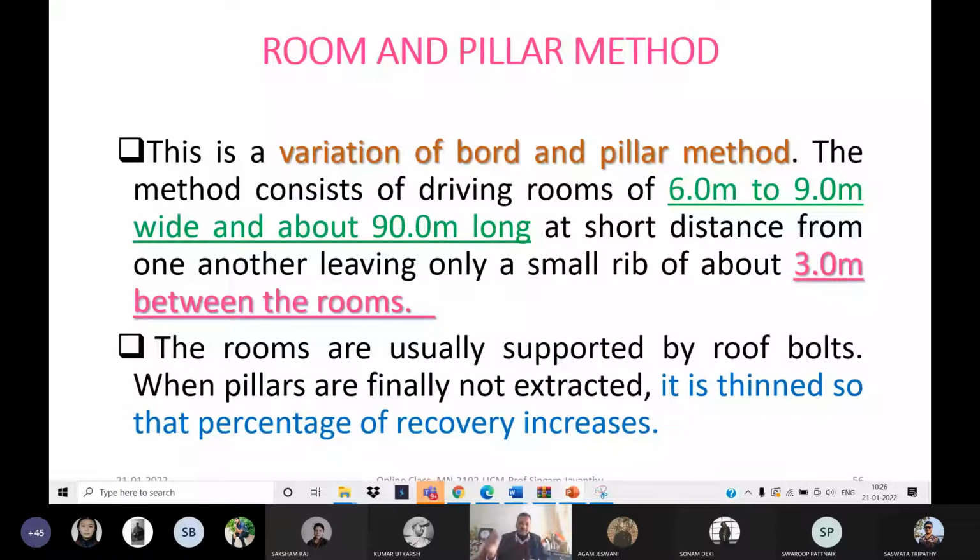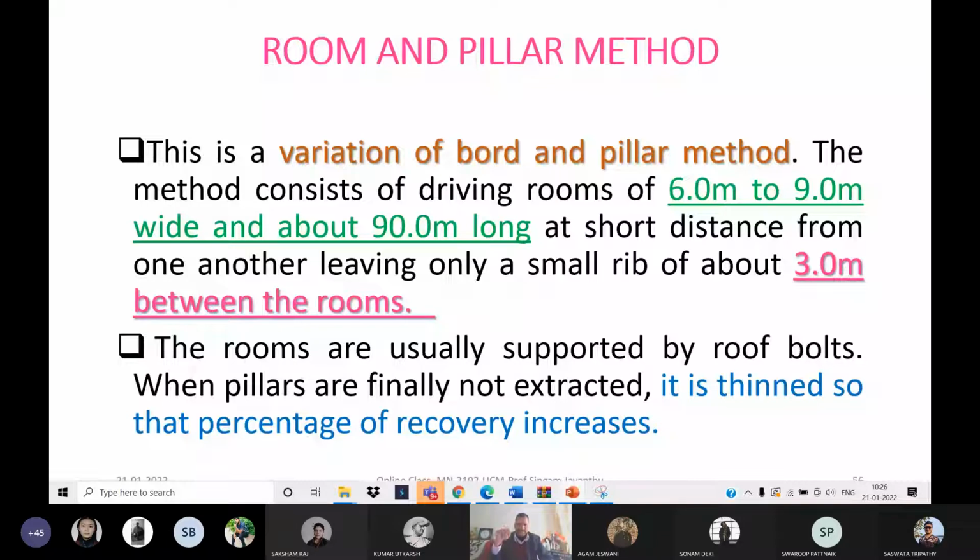You will be learning in future. We have been doing so many investigations. All that we will bring to you. Then these rooms are usually supported by ribs, right? And these ribs that are there, 3 meter, 2 meter, 5 meter, right? It is not extracted as we do in the board and pillar, right? So that is a difference in these two.